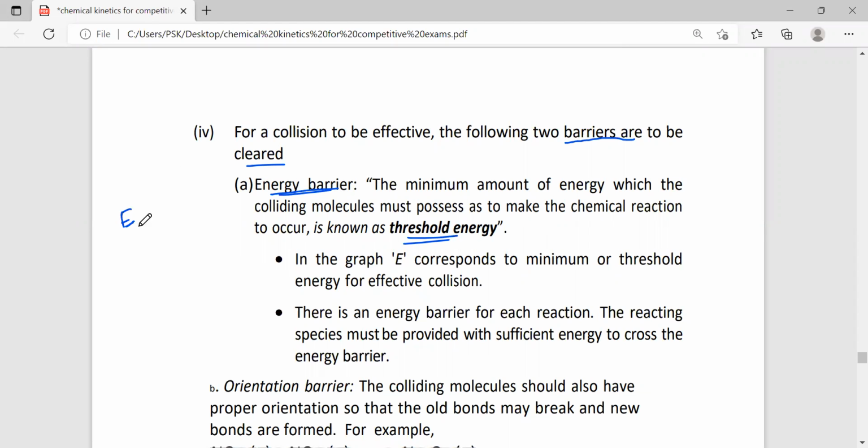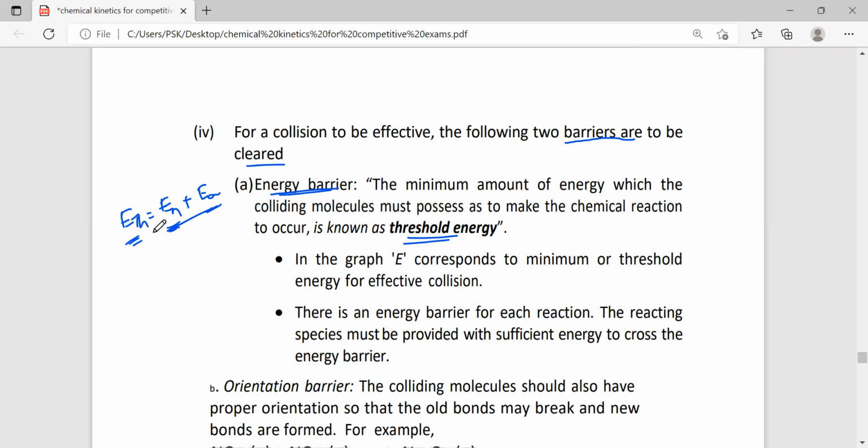I clearly told you threshold energy is the sum of normal energy and activation energy. Every reactant molecule will possess some amount of energy. That's called normal energy. With normal energy, if the molecule collides, it will not lead to the formation of the product. Therefore, it has to gain some extra energy. The minimum excess energy gained by the molecule in order to undergo effective collision is called activation energy. So the sum of activation energy and normal energy is called threshold energy. If a reactant molecule overcomes the threshold energy, when they collide, it will lead to the formation of the product. That's called threshold energy.